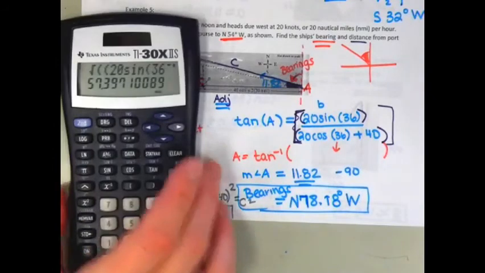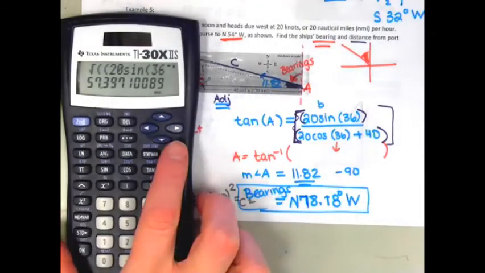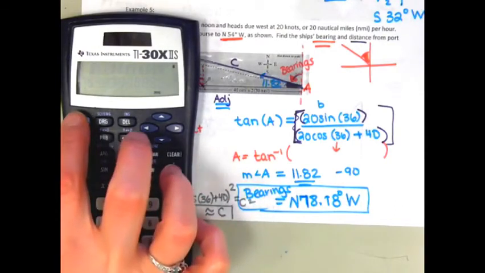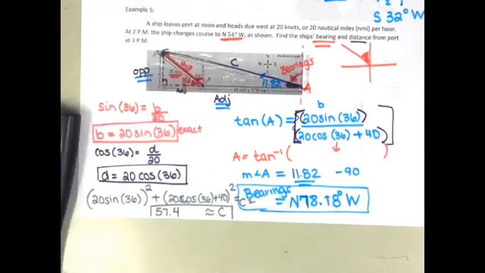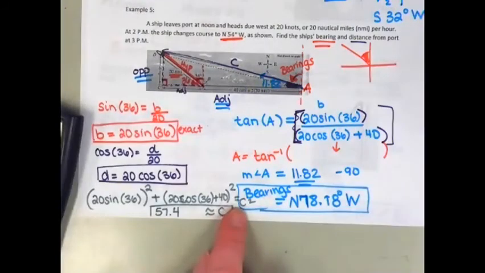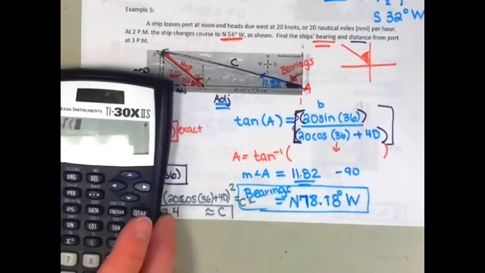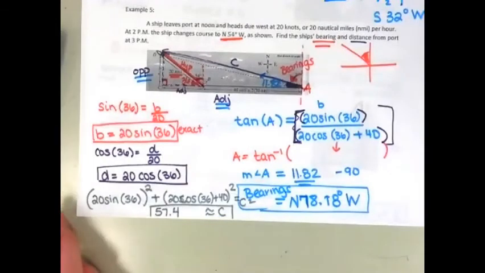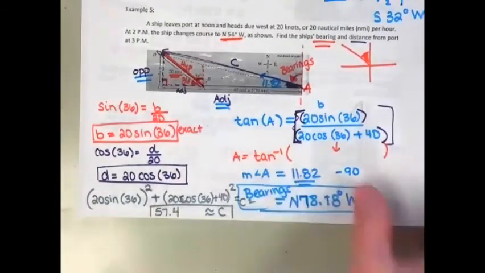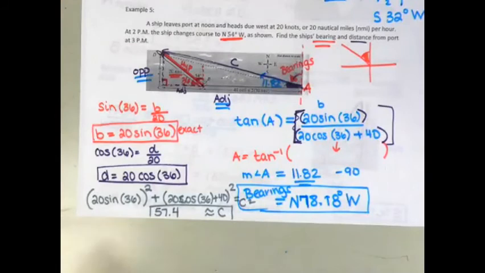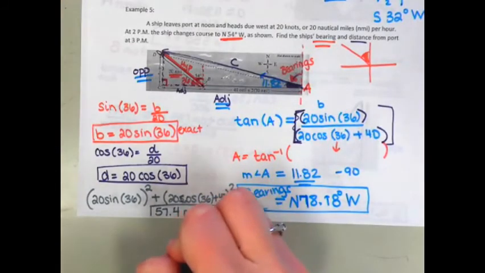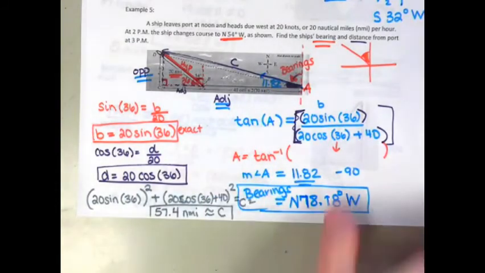Okay. So do you have enough parentheses? Yeah. So c squared was 3,200 and something. So no, you did not type it in right. Okay. All right. We'll work on that. All right. And that would be nautical miles, right? Nautical miles. There we go.